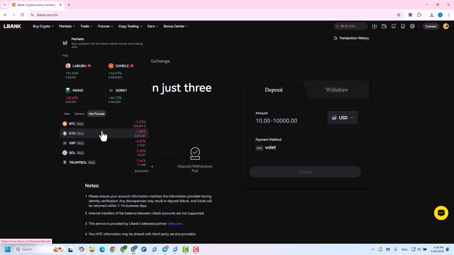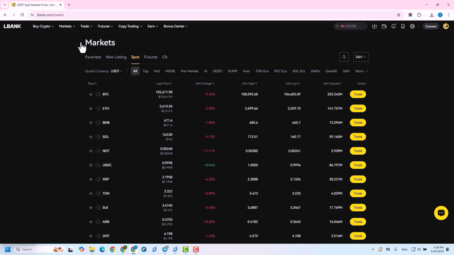The market section is a very useful tool for tracking trends, discovering new cryptocurrencies, and identifying short-term trading opportunities. If you want to stay ahead of the market or are looking for profitable opportunities during the day, make sure to check this section daily. Let's enter the dedicated market section.